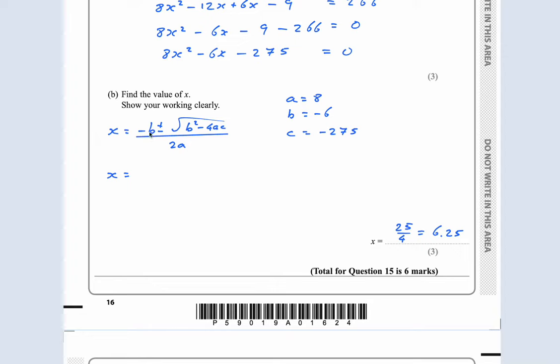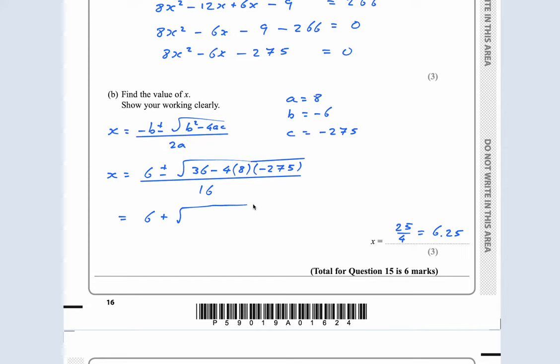Then I just sum in these numbers. Minus b makes this positive, so it's 6 plus or minus the square root of b squared, which is -6 squared, so it's 36, minus 4 times a times c, -275, all over 2a, which is 2 times 8, which is 16. So it's going to be 6 plus the square root. Now I'll write at the side, it must be positive.